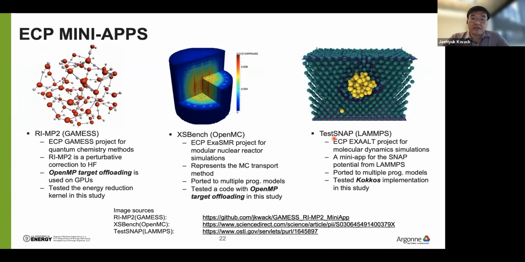The last mini app is TestSNAP, which is from the LAMMPS application from the EXAALT project. And again, TestSNAP also has multiple ports to programming models, but in this study, we just use the Kokkos implementation to check the performance portability.